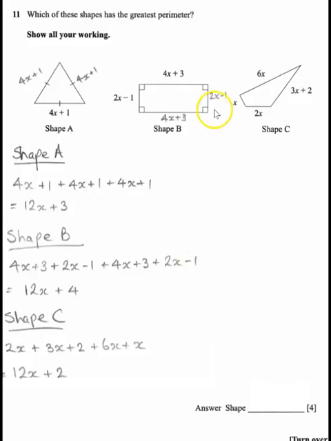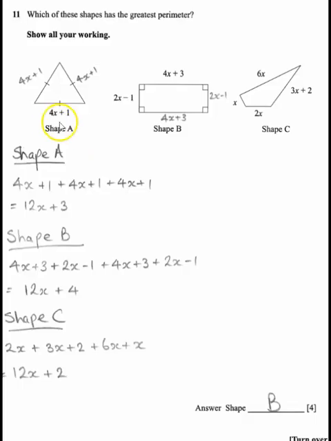Next one is shape C. Just add everything around there. 2x plus 3x plus 6x would be 12x, and plus 2 is just left on its own there. So to find out what has the greatest perimeter, you can see everything's got 12x here. So the only thing you're looking at is where the biggest number is, and you can see 4 would be bigger compared to the other ones, so the greatest perimeter would be B.